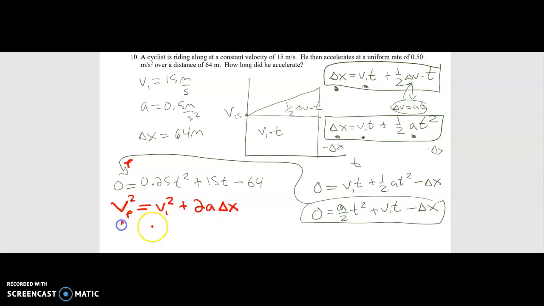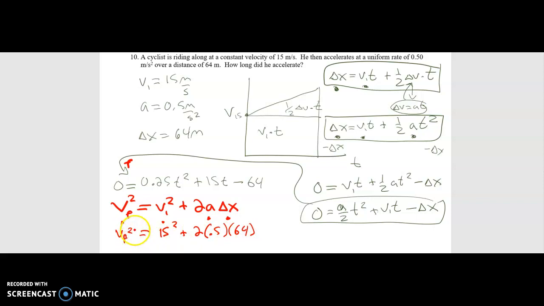Do we know V final? Yes, we do. Do we know V initial? Yes, we do. Do we know the acceleration? Yes, we do. Do we know delta x? Yes, we do. So you can plug your numbers in for your initial velocity, which is 15, square that, plus 2 times your acceleration, which is 0.5, times your displacement, which is 64, and that's going to equal VF squared.